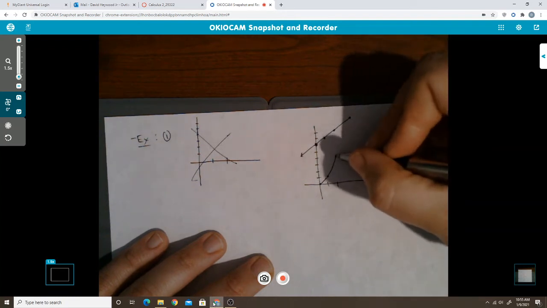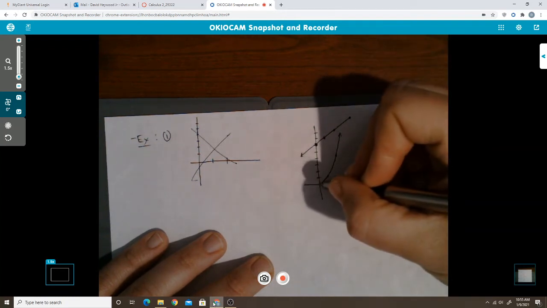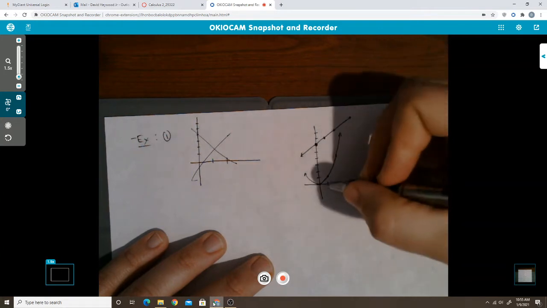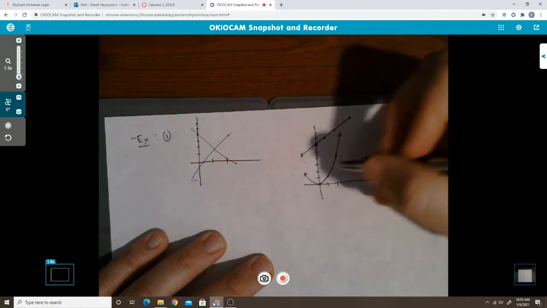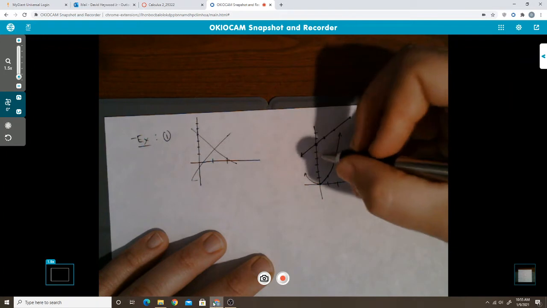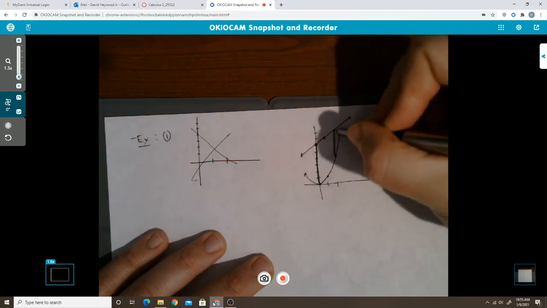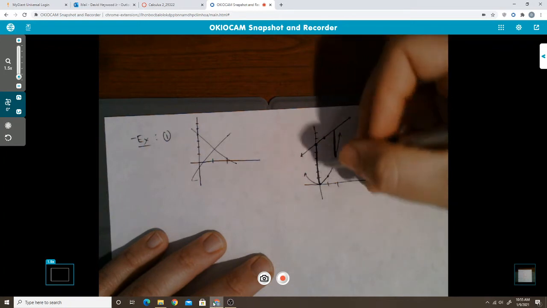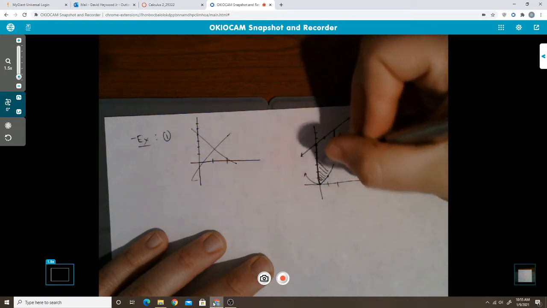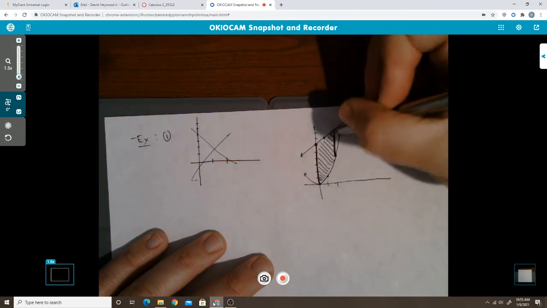And of course, that keeps going, right? Keeps going in both directions, but we're only interested in integrating from 0 to 2. So this is the region that we must be talking about, right? X equals 0, x equals 2, and then it's the region between these two curves. So this is the area that we're trying to find.